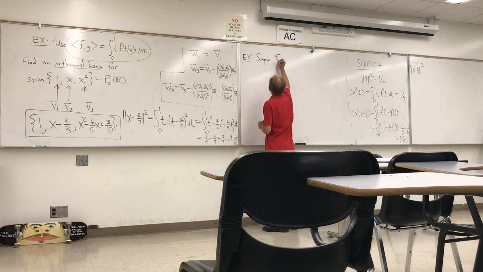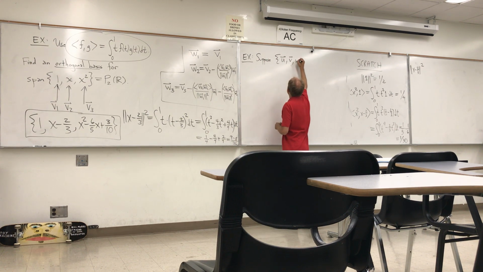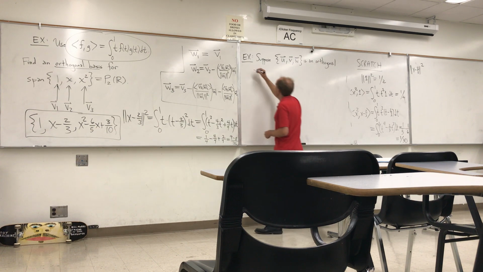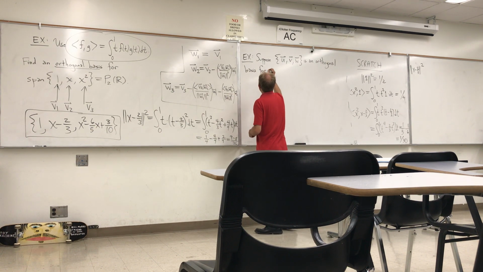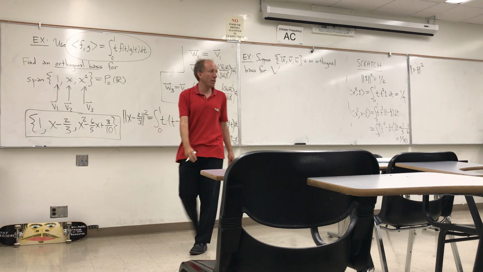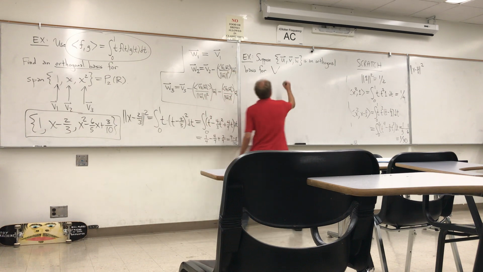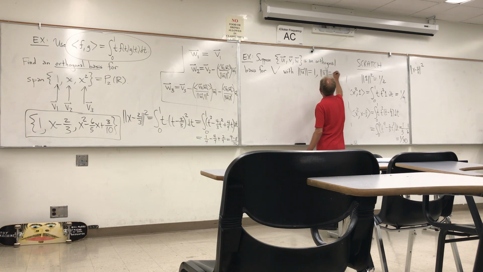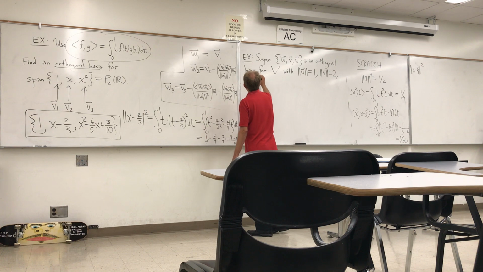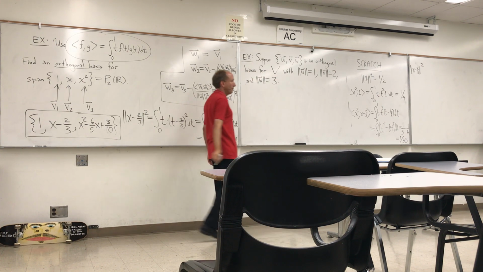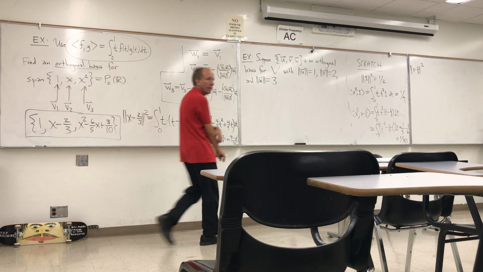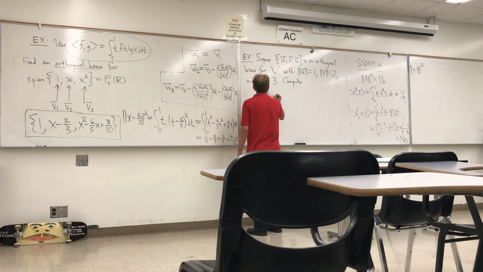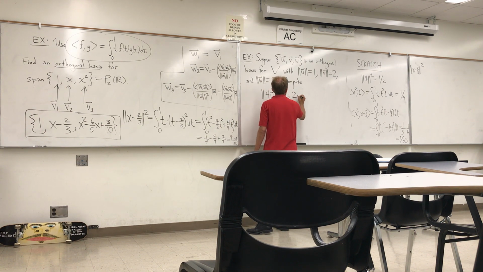Suppose that the set U, V, W is an orthogonal basis for some vector space V. I don't even have to have it in mind. Some inner product space V with the norm of U equals 1, the norm of V equals 2, and the norm of W equals 3. What I would like to do is compute the norm of 4U minus V plus 2W.